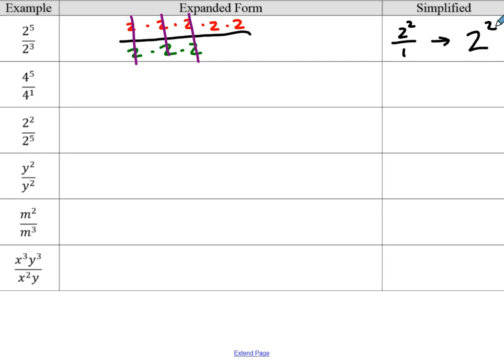Let's do the same thing on our next one. So we have 4 to the 5th. So we have 1, 2, 3, 4, 5 over 4. So when we do that, we can cancel out again. So we have a 4 and a 4. So we're left with 4 4s up top. So we have 4 to the 4th over 1, which is just going to be 4 to the 4th.